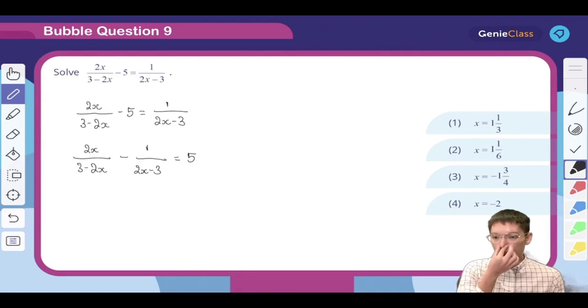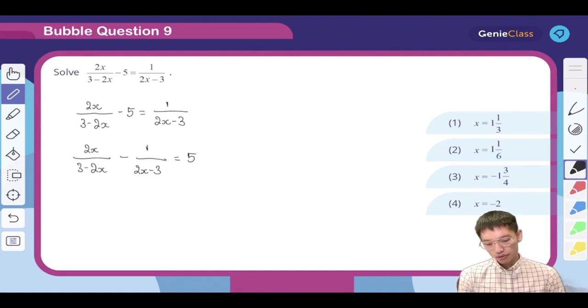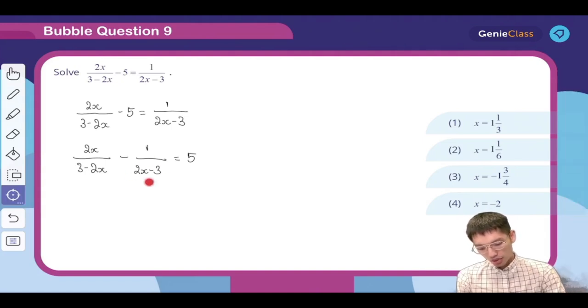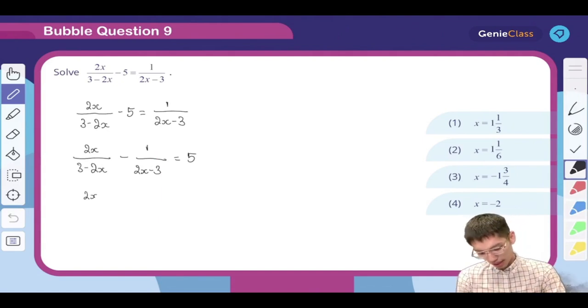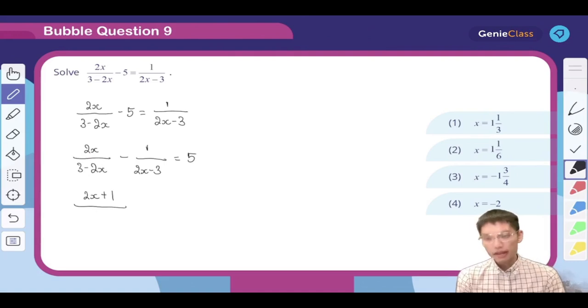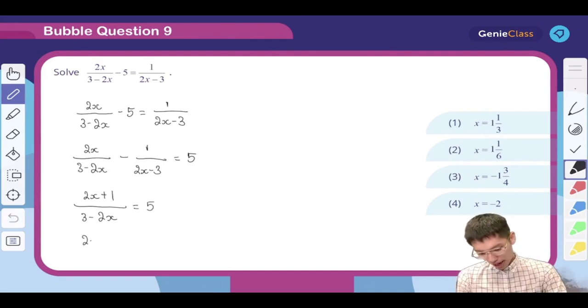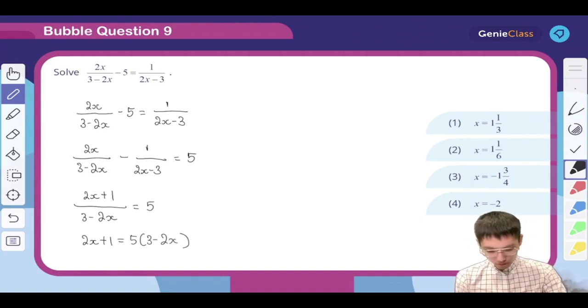Now, we need to make the common terms together, and we realize, oh, the terms are a bit different. Because this is 2x minus 3, and this is 3 minus 2x. So they are actually direct negatives of each other. So essentially, when you simplify them, it should be 2x plus 1, minus minus is plus, over 3 minus 2x. This is equals to 5. From here, once you manipulate, you have 2x plus 1, 5, 3 minus 2x over here.